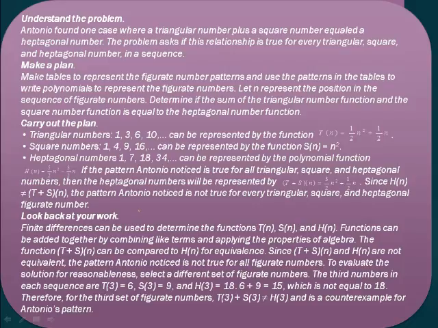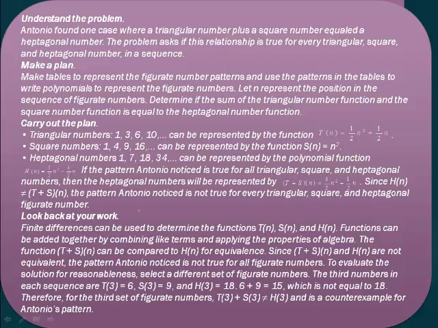Triangular numbers 1, 3, 6, 10 can be represented by the function t of n equals 1/2 n squared plus 1/2 n. Square numbers 1, 4, 9, 16 can be represented by the function s of n equals n squared. Heptagonal numbers 1, 7, 18, 34 can be represented by the polynomial function h of n equals 5/2 n squared minus 3/2 n. If the pattern Antonio noticed is true for all triangular, square, and heptagonal numbers, then the heptagonal numbers will be represented by t plus s of n equals 3/2 n squared plus 1/2 n. Since h of n does not equal t plus s of n, the pattern Antonio noticed is not true for every triangular, square, and heptagonal figure number.